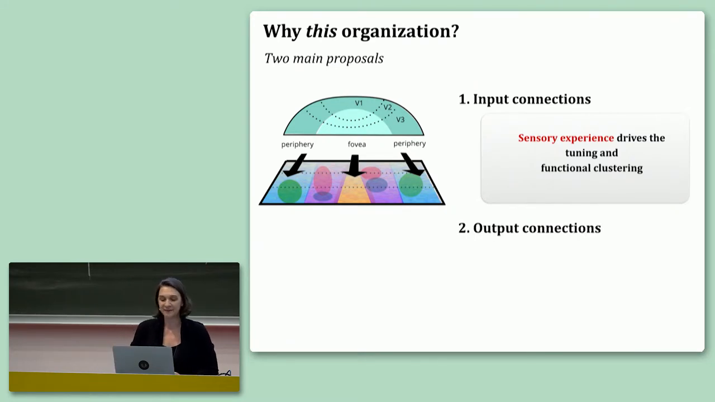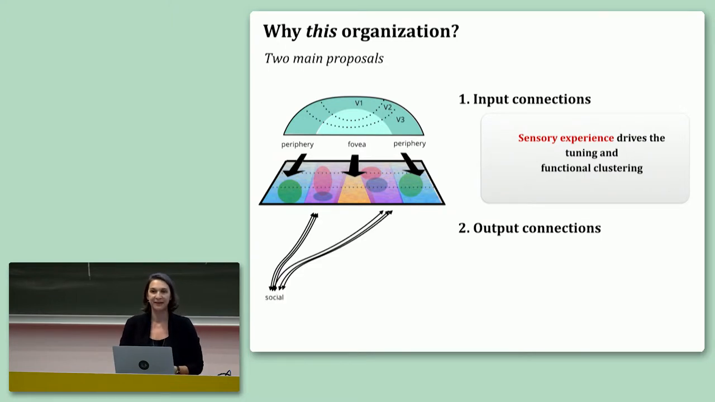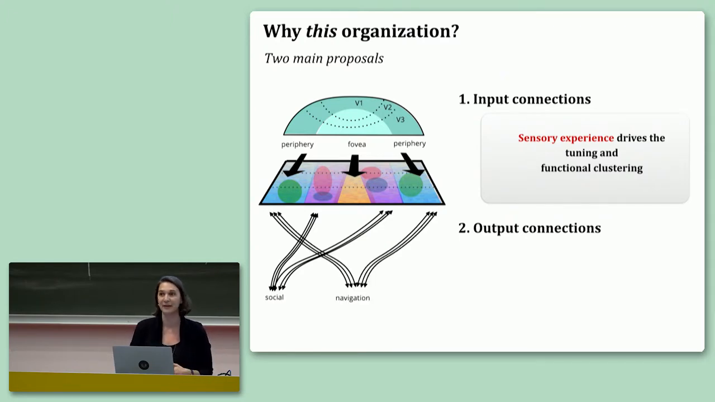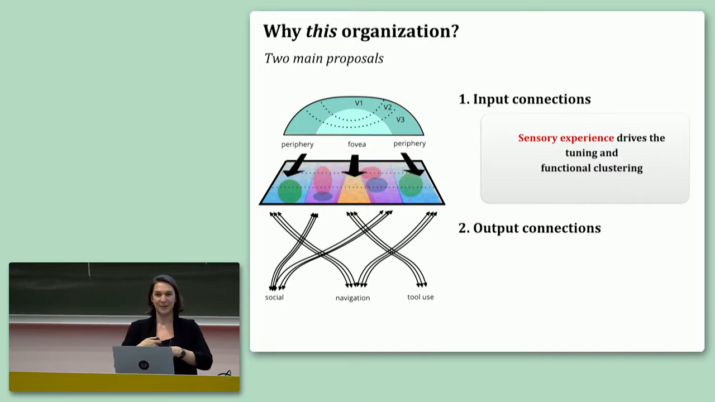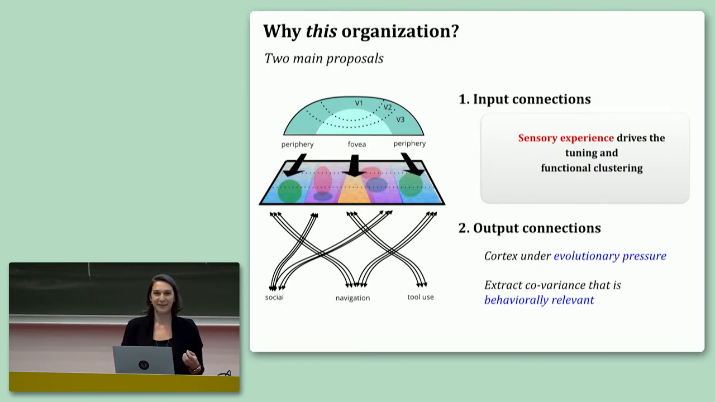Then there's the other side, and this camp really focuses on output connections. So we know vision is for something. We don't just see, we see for something. We need to understand what people are doing. We need to not run into things. We need to know where we're going. We need to interact with objects. And so what the visual system should do is not just represent any covariance. It should represent the behaviorally relevant covariance. And how does it know what that is? Well, it's enforced by these long-range networks that are connected to different facets of the system.